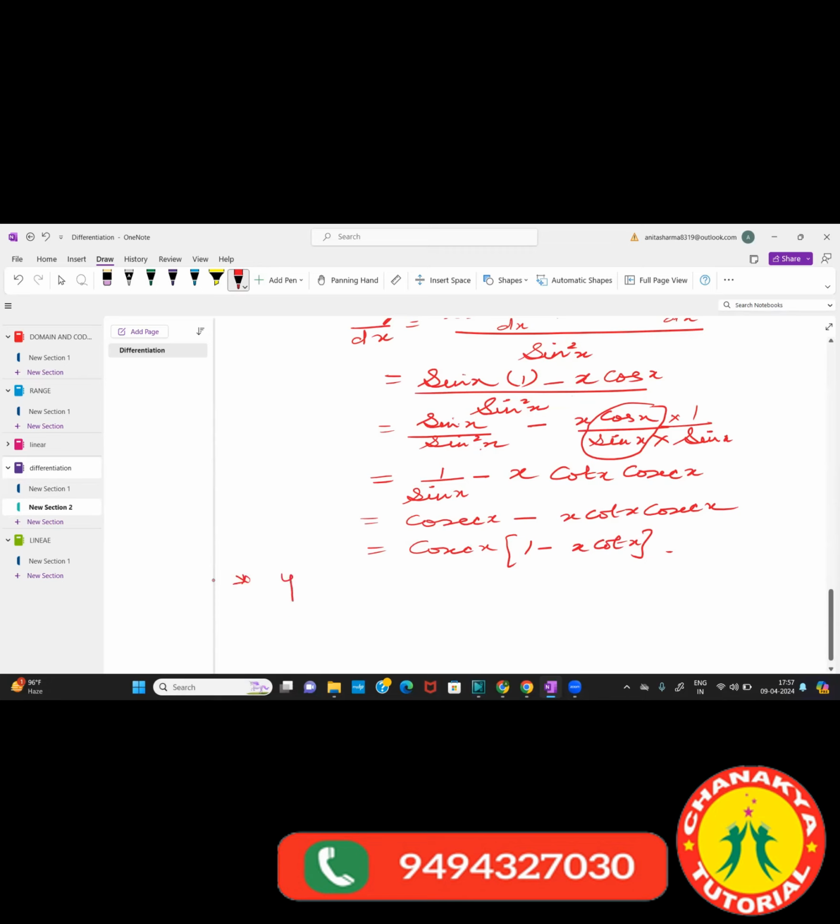Suppose, beta, we are given y is equal to x upon e to the power x. Will you try to solve it? Yes. Otherwise, I will explain. Ma'am, can you explain? Yes. See, Jaswant.